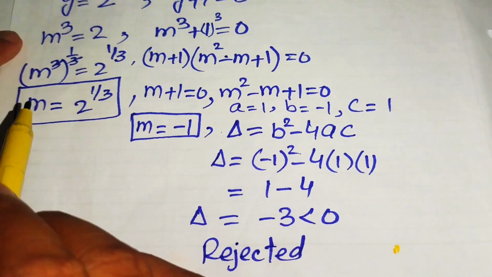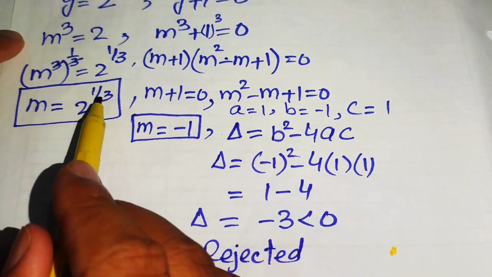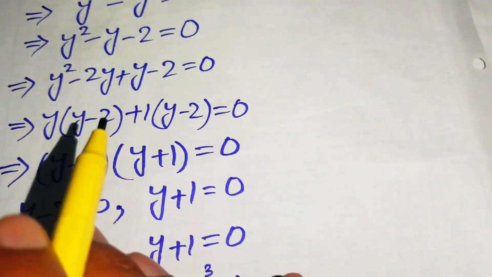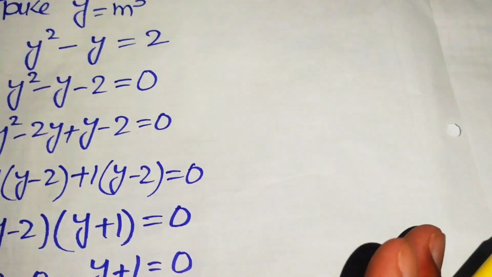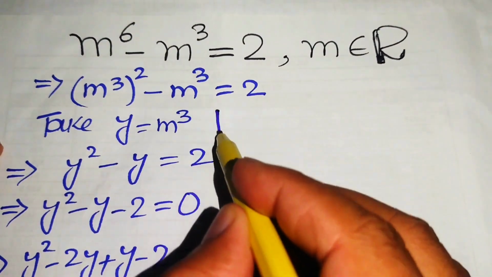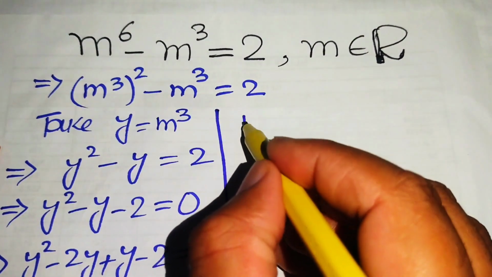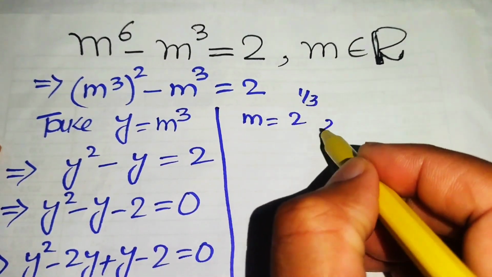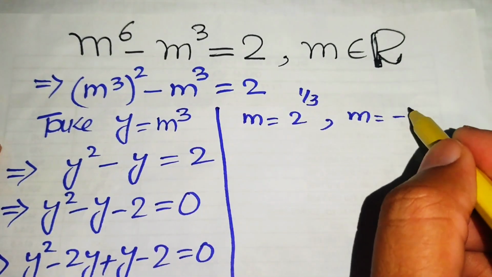So we have two real roots, m equals 2 to the power of 1 over 3, and m equals minus 1. So we write these two roots here, opposite to the question statement. So the two roots of the given equation are m equals 2 to the power of 1 over 3 and m equals minus 1.